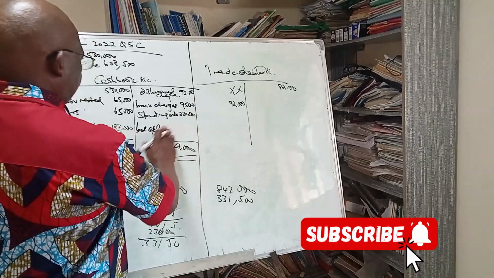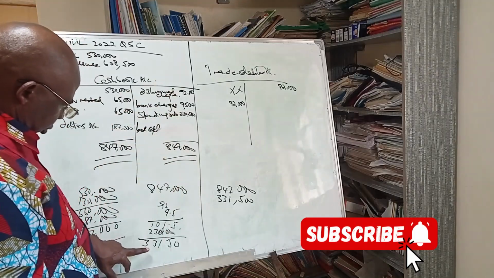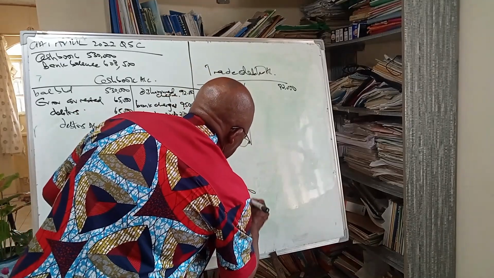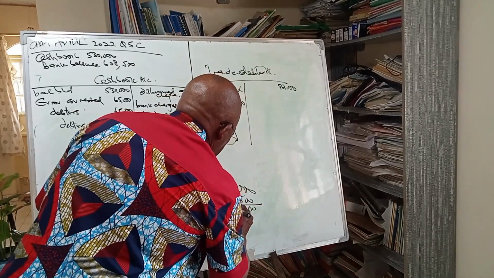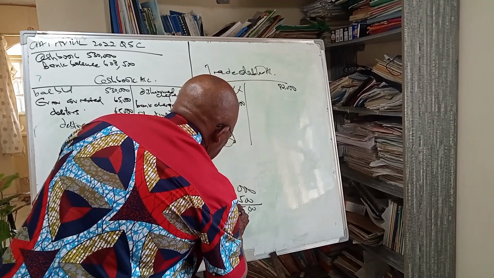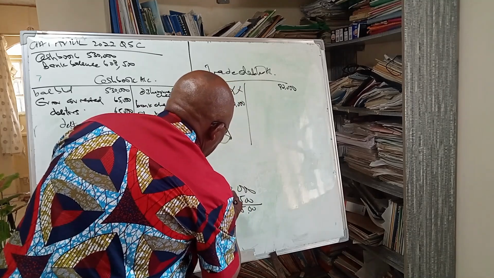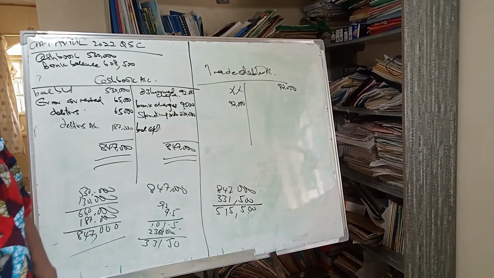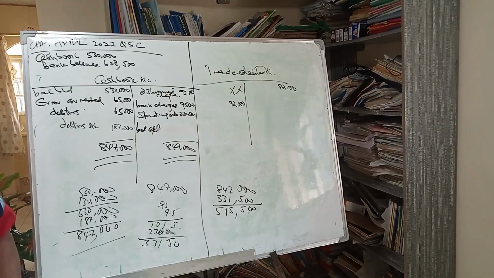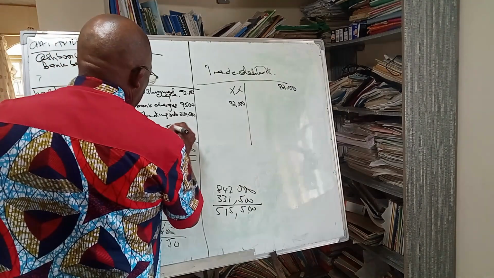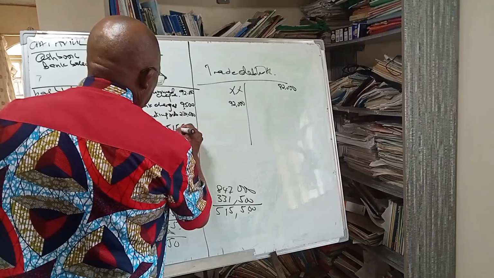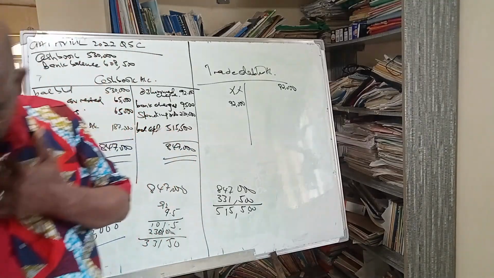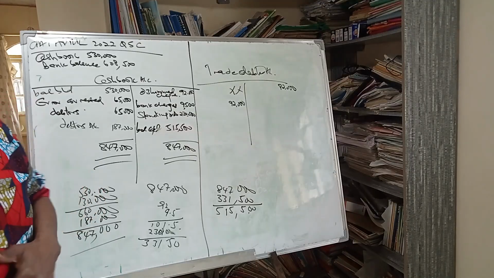10 minus 5 is 5. 6 minus 1 is 5. 4 minus 3 is 1. 5 minus 8 minus 3 is 5. So the balance becomes 515,500. So this is the adjusted cash book balance.